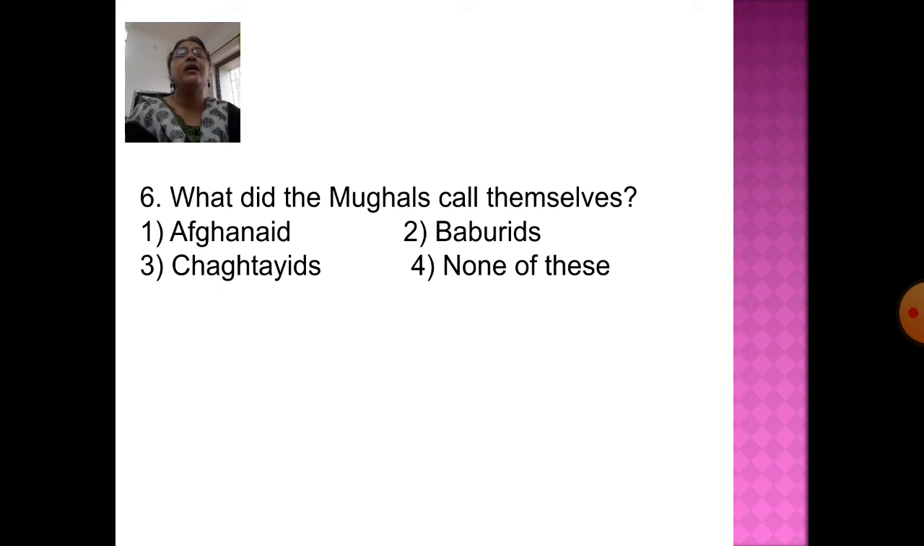Next question. What did the Mughals call themselves? Option 1 Afghanate, option 2 Baburites, option 3 Chaggatites, and option 4 none of this. Answer is option 4 none of this.